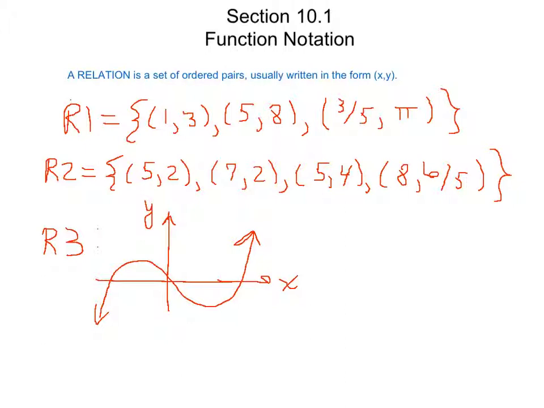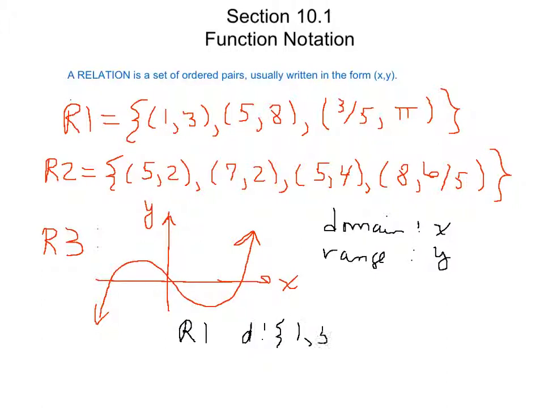One of the things that we talk about when we talk about a relation is the domain and the range. The domain is all x values, and the range is all y values. So if we're talking about R1, the domain is just the x values, which is 1, 5, and 3/5. If we're talking about R2, the domain is 5, 7, we only count 5 once, and 8.